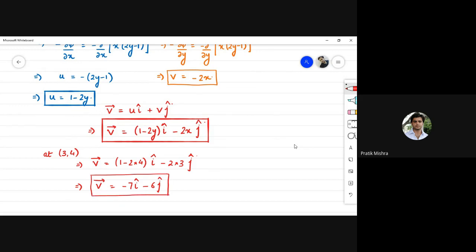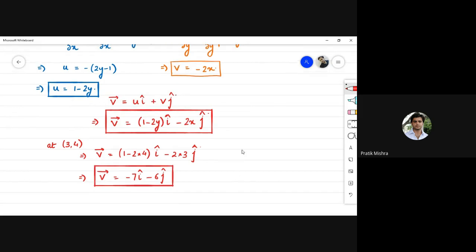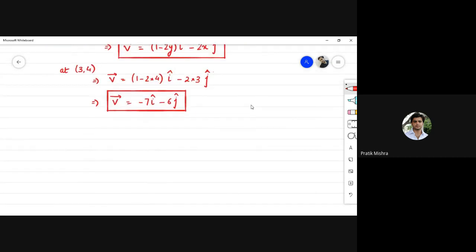If you need to determine the magnitude of this velocity vector, it can be determined using: magnitude of velocity vector is equal to root over (minus 7) square plus (minus 6) square. So this is root over 49 plus 36. So this velocity magnitude comes out to be root over 85.